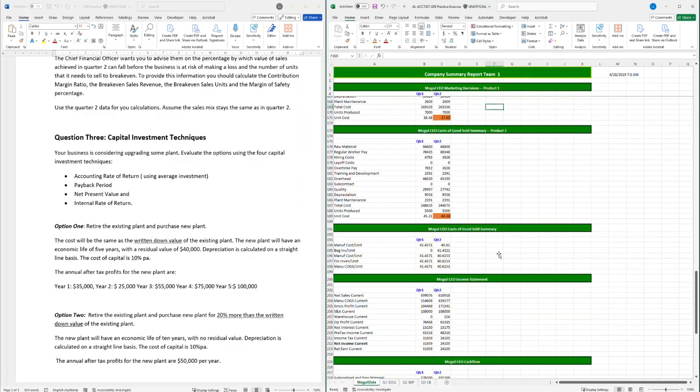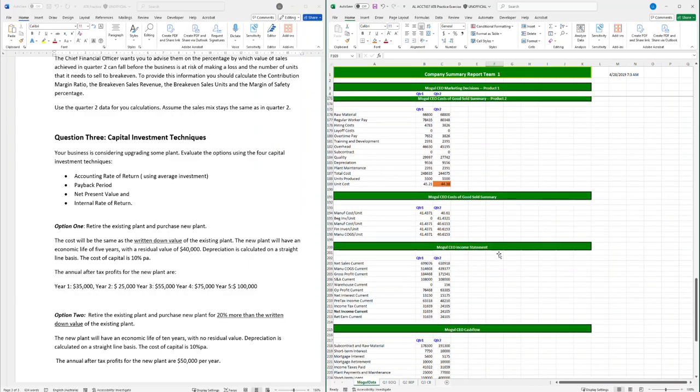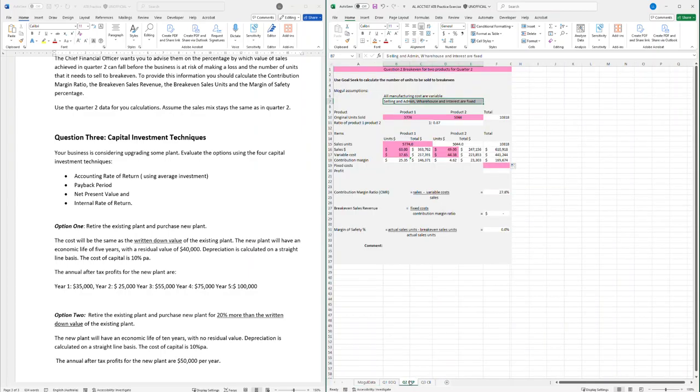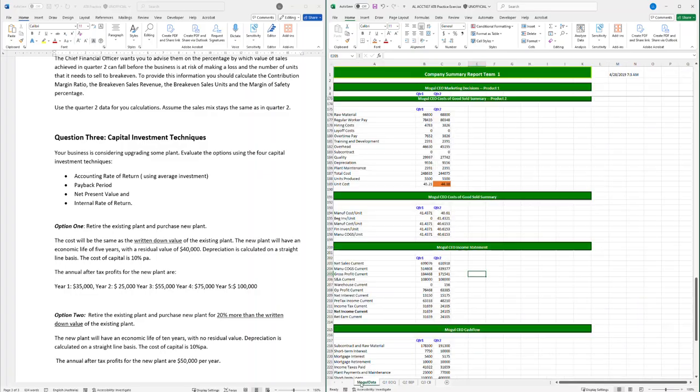cost of goods sold summary. We don't have that. Income statement, we have that. So enlighten me again: selling and admin, warehouse, and interest. So selling and admin will be this balance here. Warehouse is the next one. And which one is the interest? Is this one. Okay.